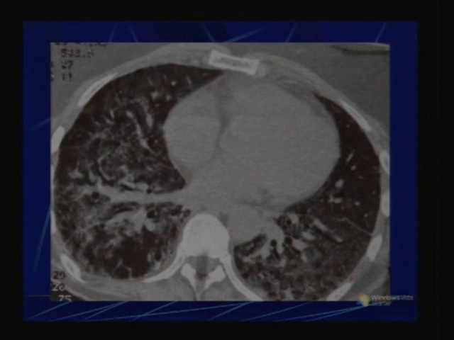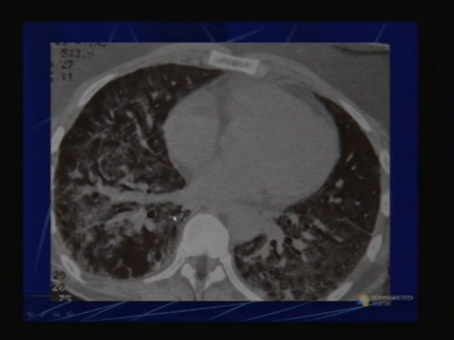Acute interstitial pneumonia is another variety of interstitial pneumonia. Here you see there is a diffuse involvement of both the lung zones. The picture is very much similar to ARDS. The only differentiating feature from ARDS in these cases is the presence of reticulation, the presence of traction bronchiectasis, and the presence of fibrosis.